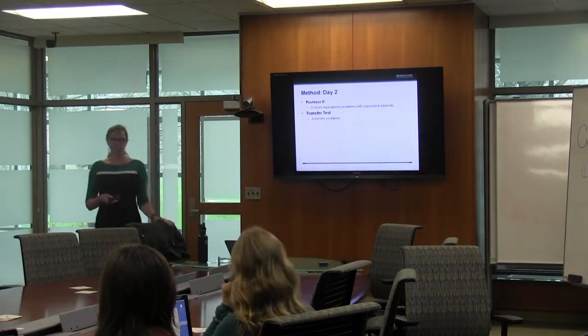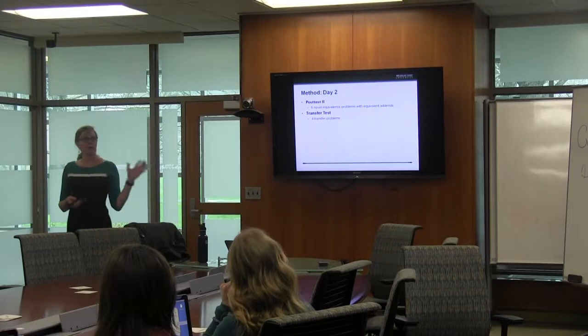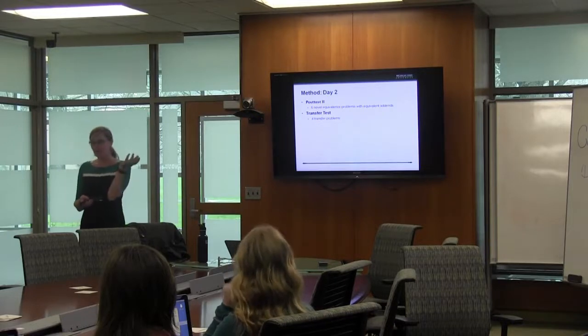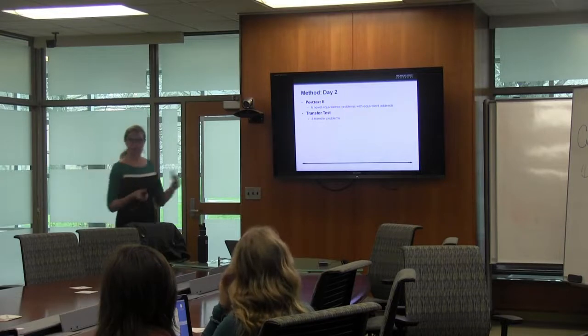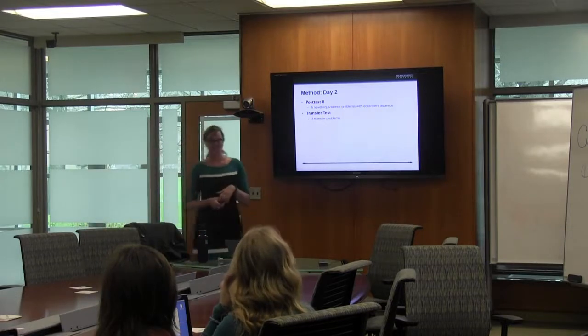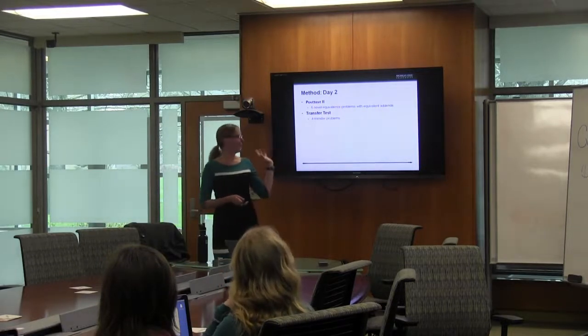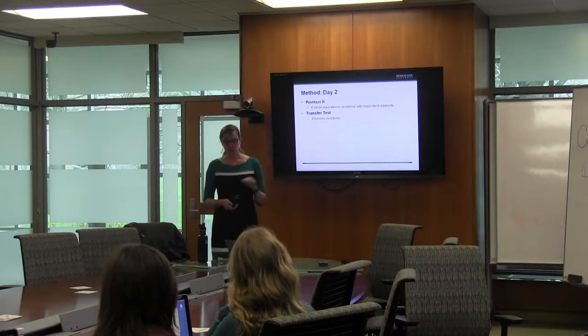Now, those of you who do research with adult humans, you may notice that our tests are very short. This is because we're dealing with 7 to 9-year-old children. We can't give them a 100-item test. We'll lose them at about number 10. So they have 4 transfer problems.